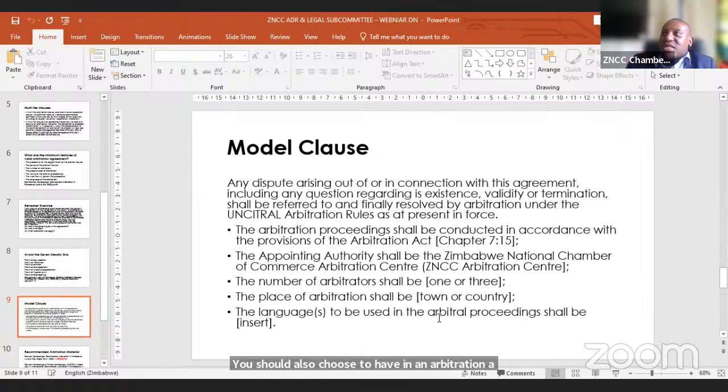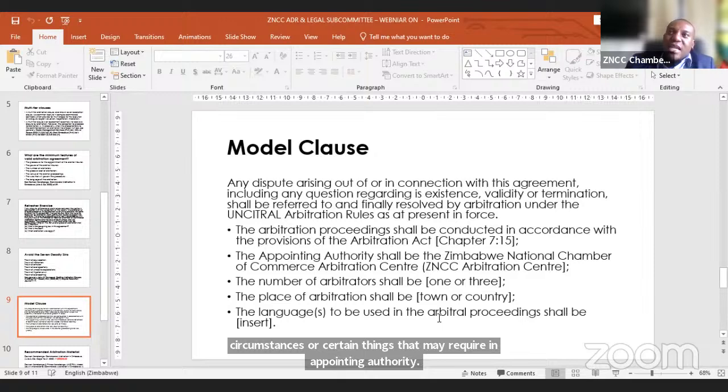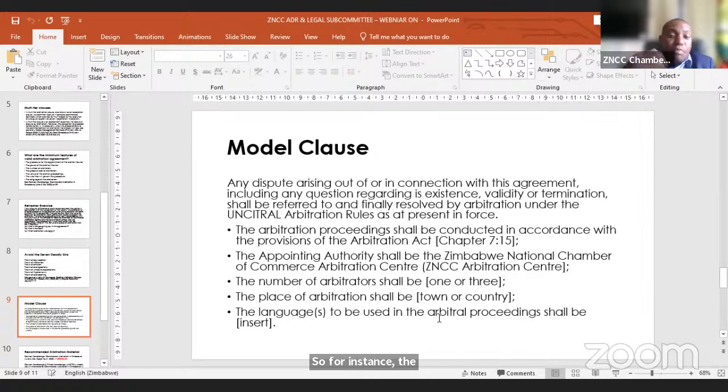There may be certain circumstances that may require an appointing authority. So for instance, the parties want to replace an arbitrator. It could be that the arbitrator has passed on. How are they to do it? Believe it or not, I actually got a call some time ago from an organization here in Zimbabwe, and somebody who was an arbitrator in certain matters had passed on, and they now wanted to find out whether or not they could hand over the files to me. I had to explain to them very carefully that that's not how it works. There's a particular process they have to go through.